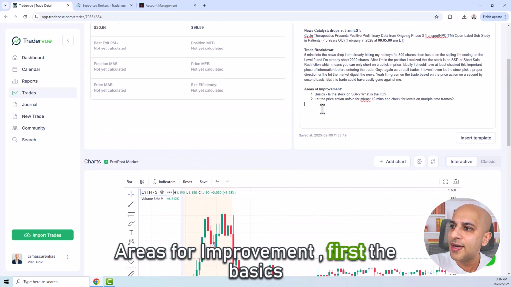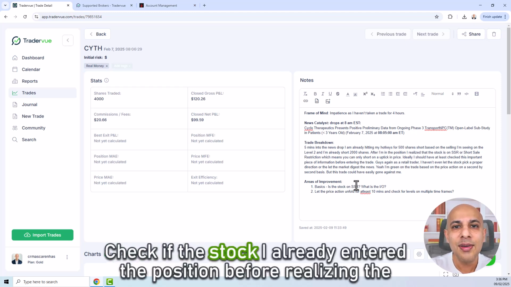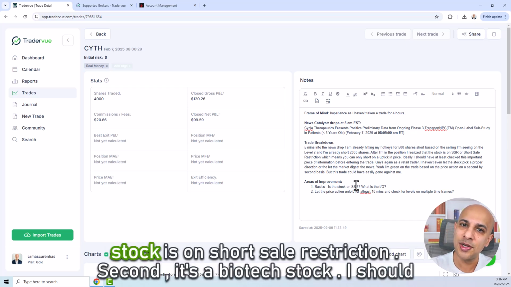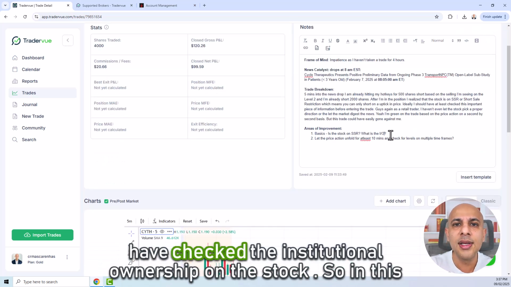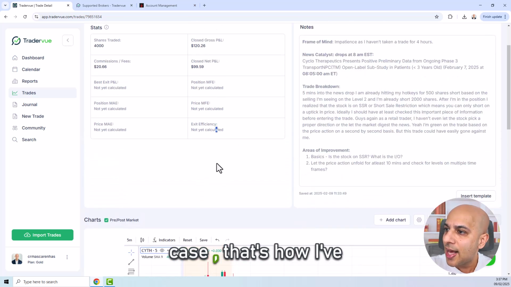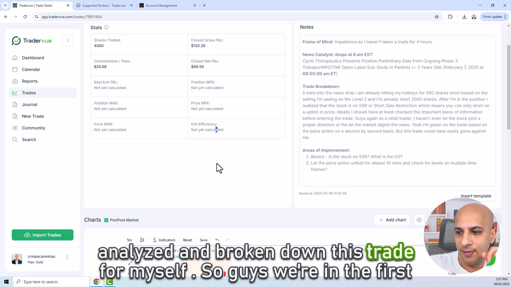Areas for improvement. First, the basics. Check if the stock is on short sale restriction. I already entered the position before realizing the stock is on short sale restriction. Second, it's a biotech stock. I should have checked the institutional ownership on the stock. So in this case, that's how I've analyzed and broken down this trade for myself.